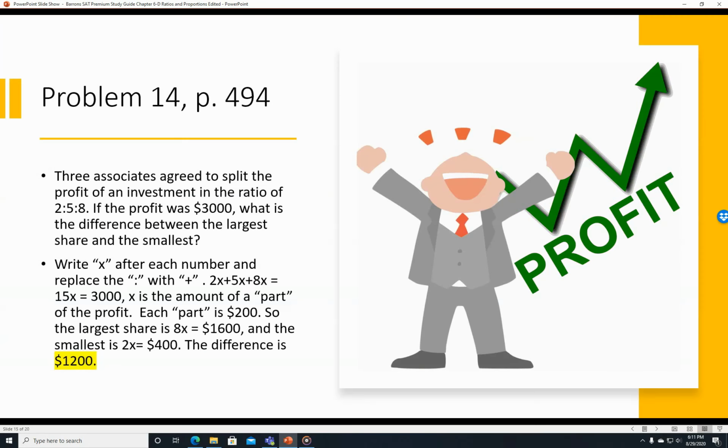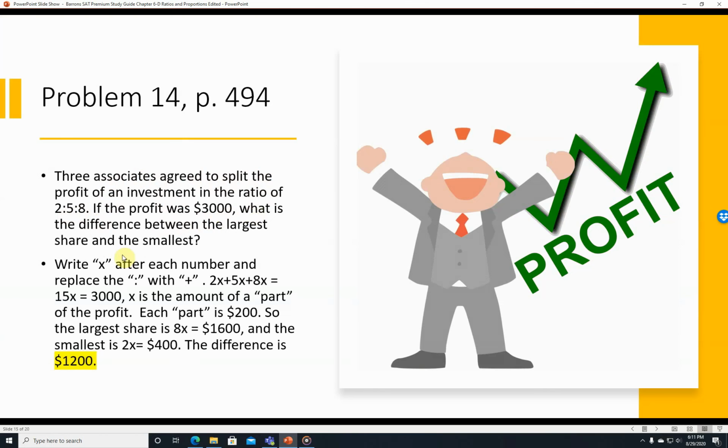Okay. Problem 14, page 494. Here's our profit guy. All right, we have 3 associates who agreed to split the profit of an investment in the ratio of 2 to 5 to 8. If the profit was $3,000, what is the difference between the largest share and the smallest?